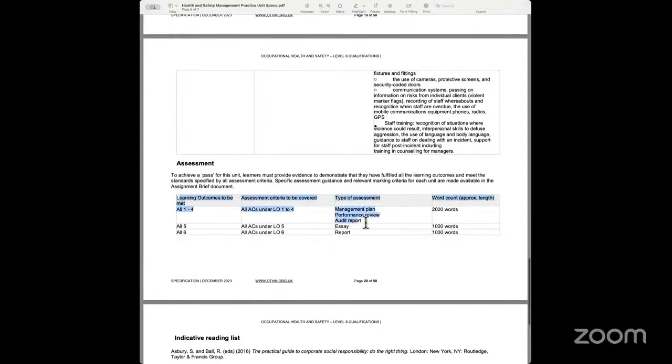The assignment asks you to submit a report covering learning outcomes 1 to 4, which is going to be approximately 2,000 words, then learning outcome 5, which is an essay, and learning outcome 6, which is again an essay. So the total assignment, in terms of evidence that you create, is going to be about 4,500 words.